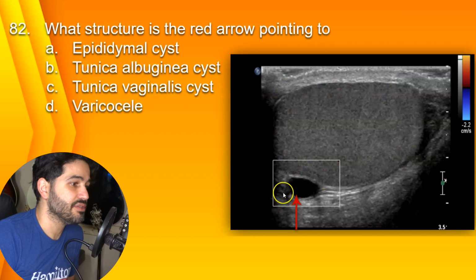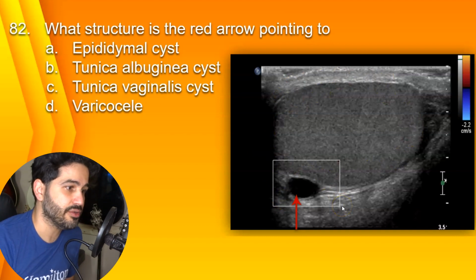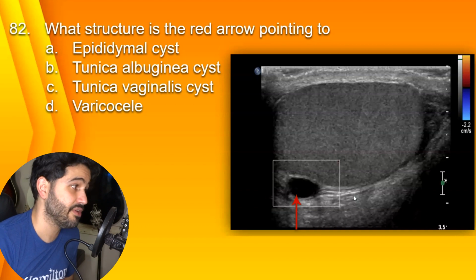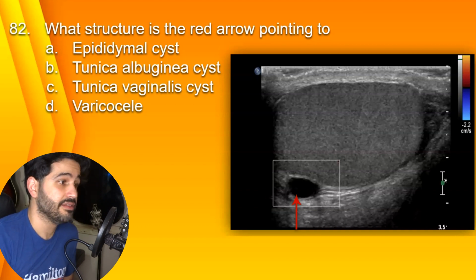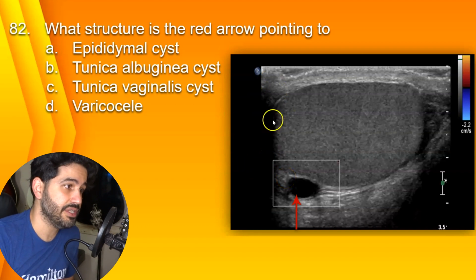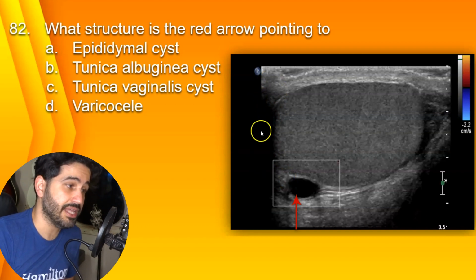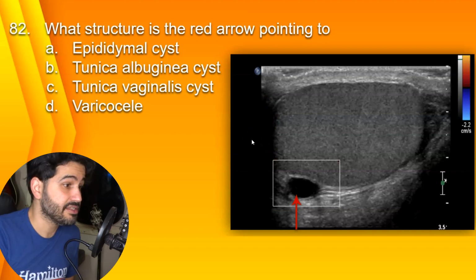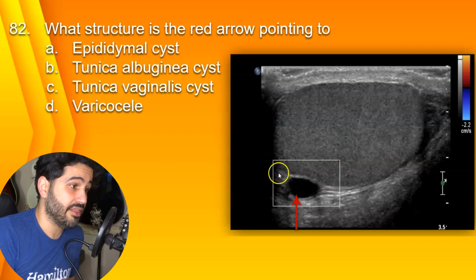All right, I don't see any increased vascularity or multiple cystic structures with increased blood flow to suggest a varicocele. There's no picture of epididymis here to suggest an epididymal cyst. Usually epididymal cysts are going to be in the epididymal head towards the superior portion of the epididymis. This appears to be within one of the layers of the testicle.